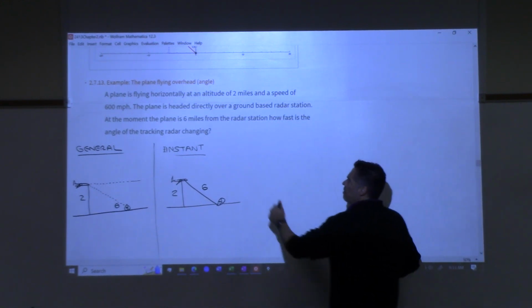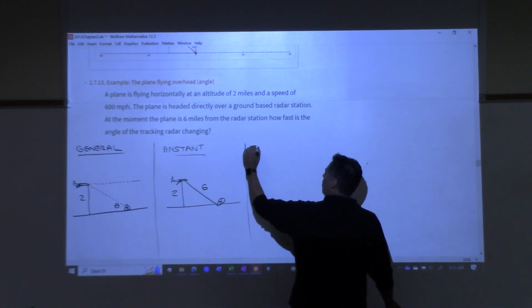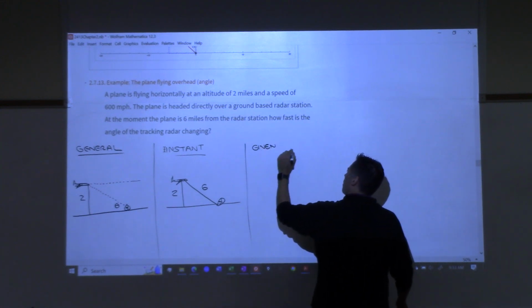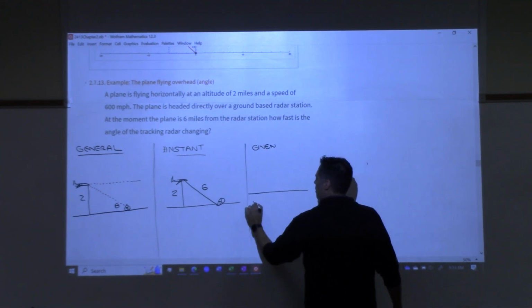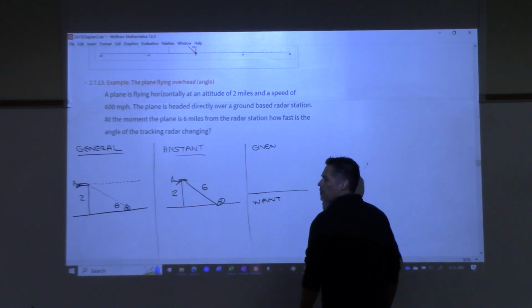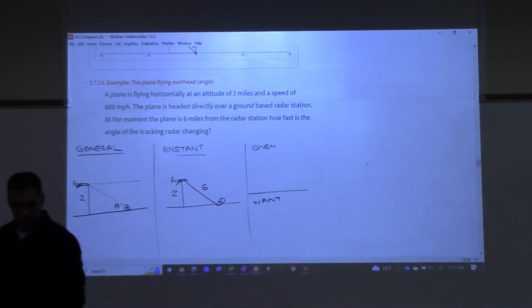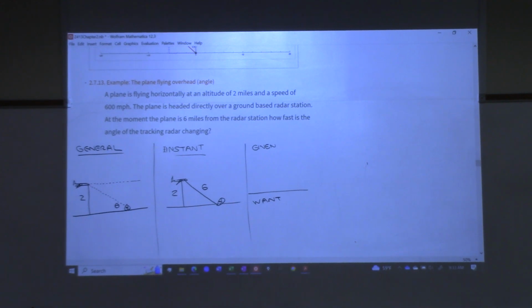Okay, let me keep going here. What am I given? What do I want? Let me put what I want below this. What am I given? Are we given any speeds of anything? 600 miles per hour is the speed of the plane, right? But what is that in our picture? I don't see anything that we've labeled that shows that it's changing at 600 miles per hour.